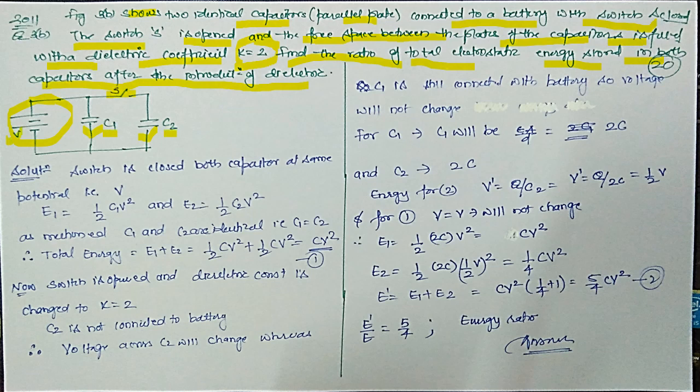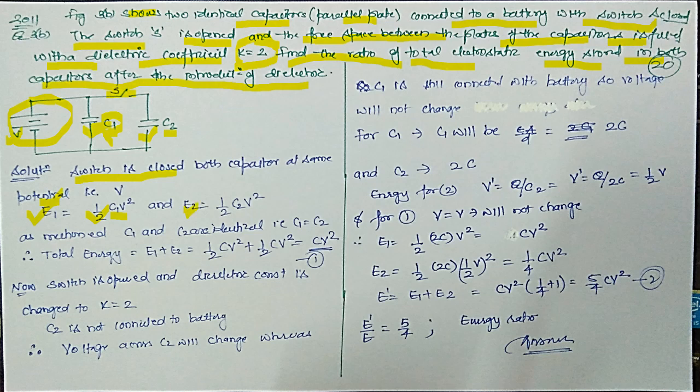Now after some time they have opened the switch and they change the dielectric coefficient value to 2, okay, of both the capacitors, and then you need to find out the electrostatic energy stored in both the capacitors for both the cases, when switch is closed and switch is open. Okay, so when switch is closed, both the capacitors will have same potential, that is V, and energy is given by 1 upon 2 CV square. Okay, so if we write for capacitor C1, it is half C1 V square, and for C2 the energy is given by 1 upon 2 C2 V square.